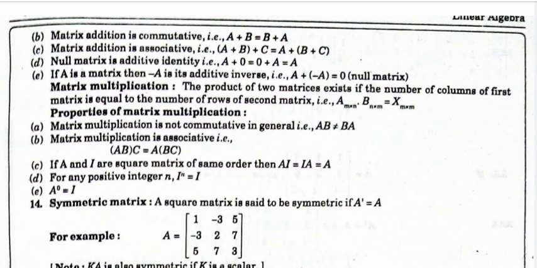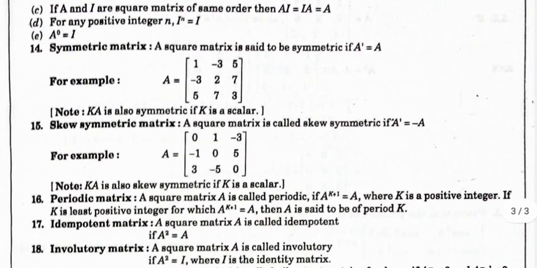Now the next matrix is the symmetric matrix. A symmetric matrix is defined as a square matrix said to be symmetric if A transpose is equal to A.